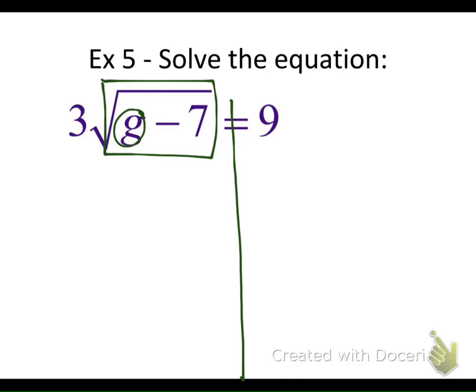Now, my goal here is to get the square root by itself. So what do I have to get rid of? How do I get rid of that 3, because that 3 is not inside of that box? Okay, so 3 next to a square root sign is kind of like 3 next to a parenthesis, which would mean multiply. The opposite of multiply would be divide. I'm going to divide by 3. Now, on my left side, I bring down the square root of g minus 7. And on my right side, 9 divided by 3, which is 3.